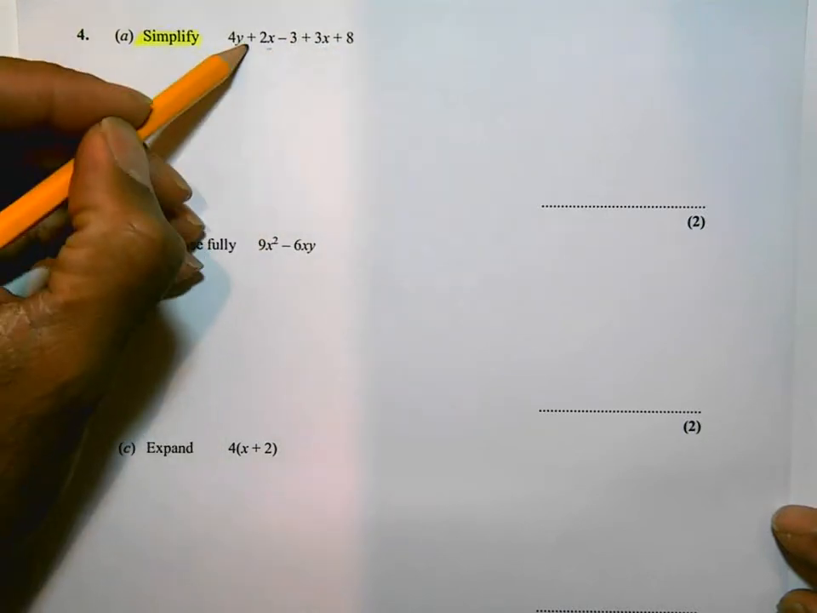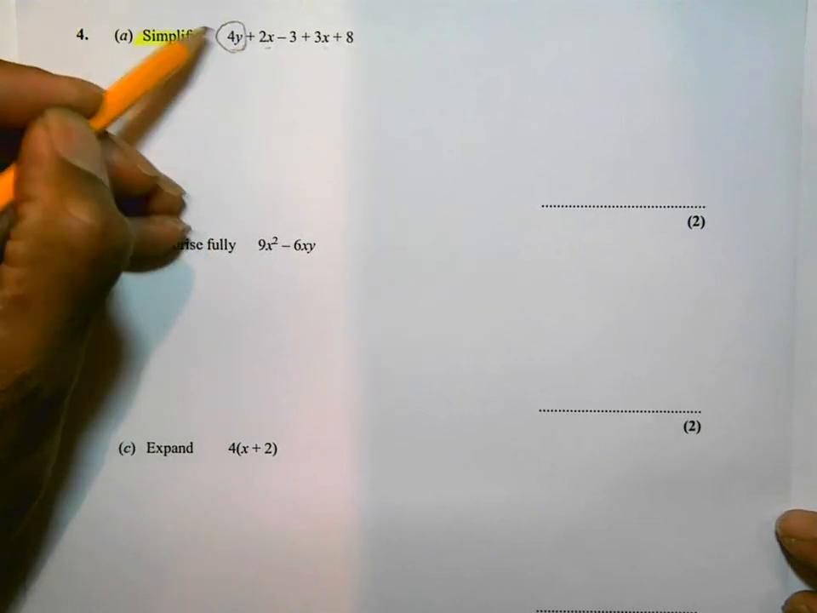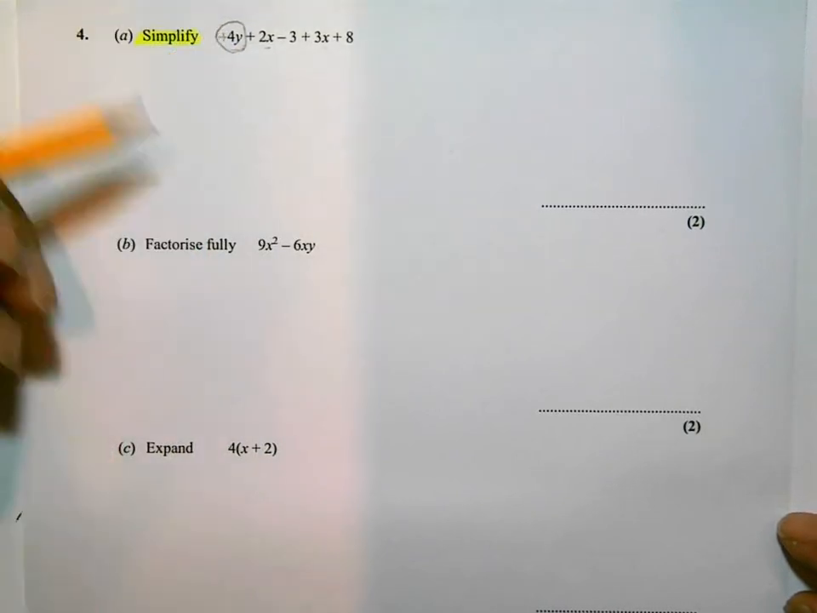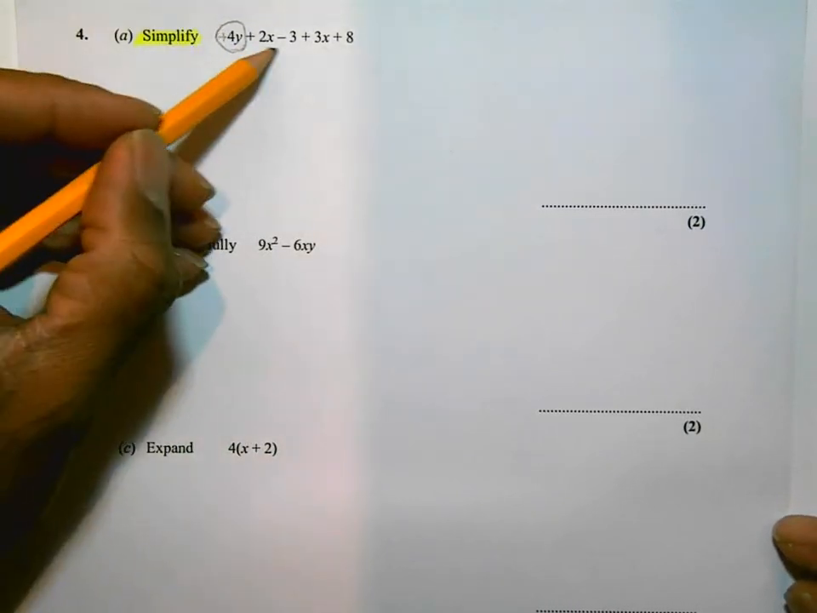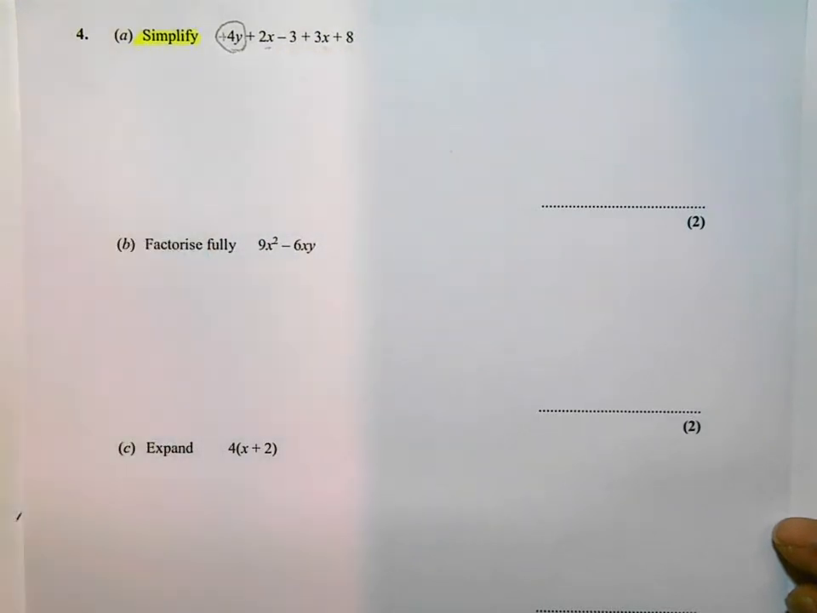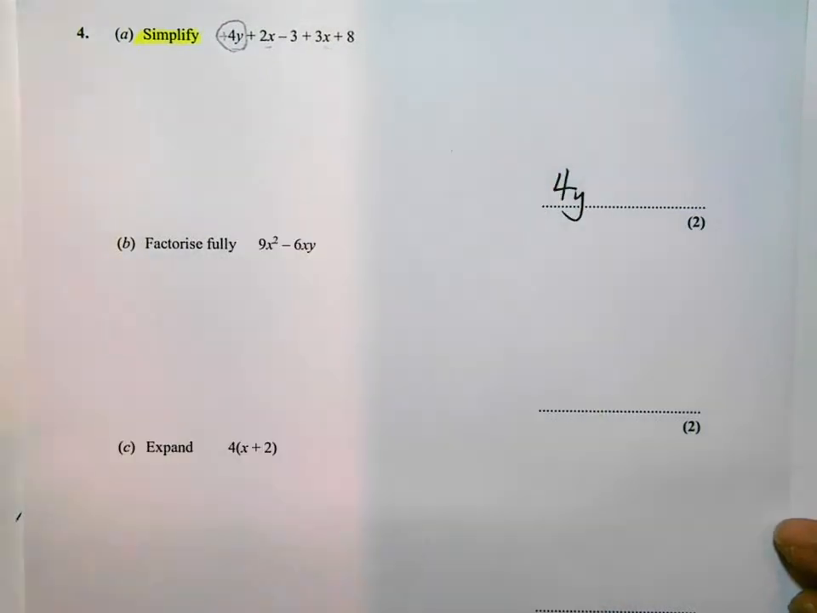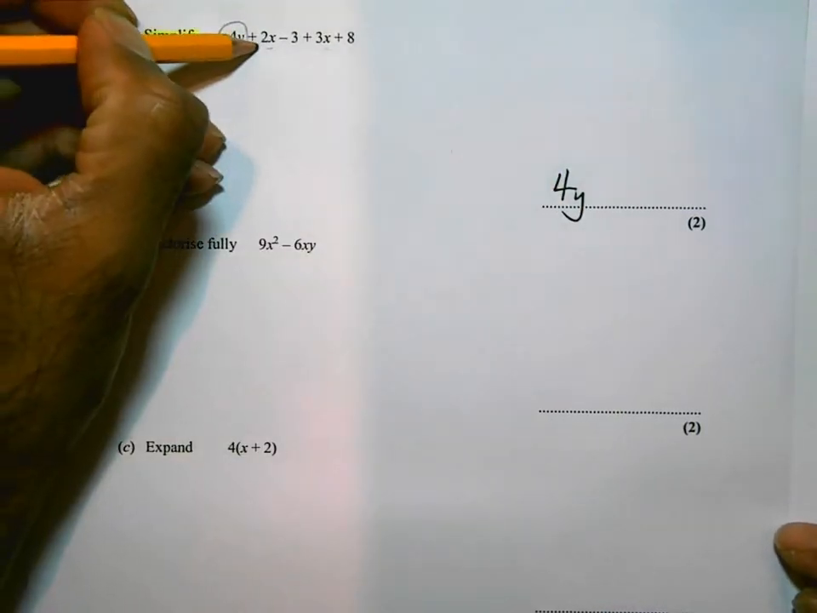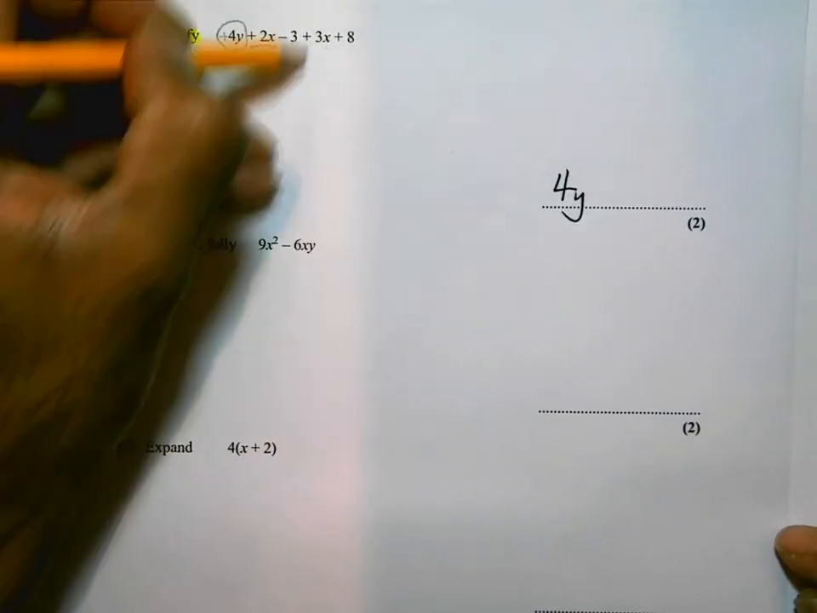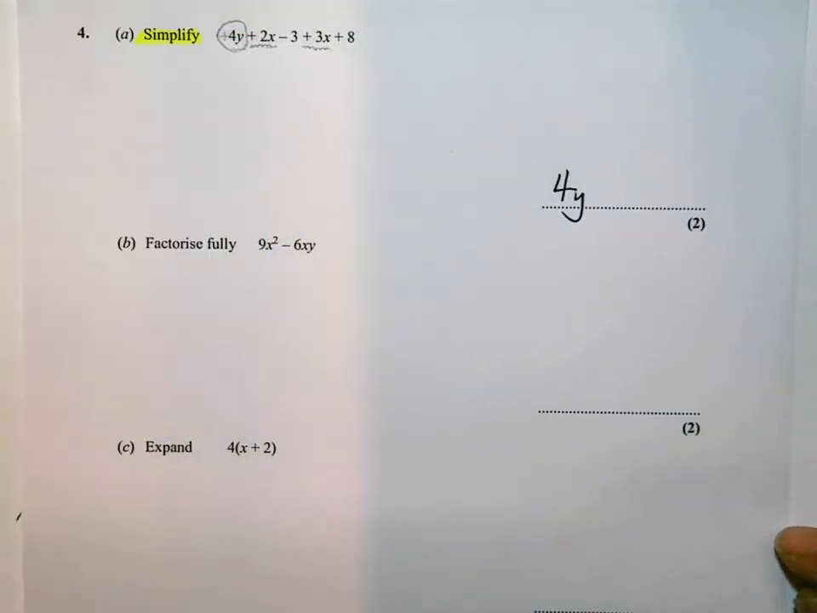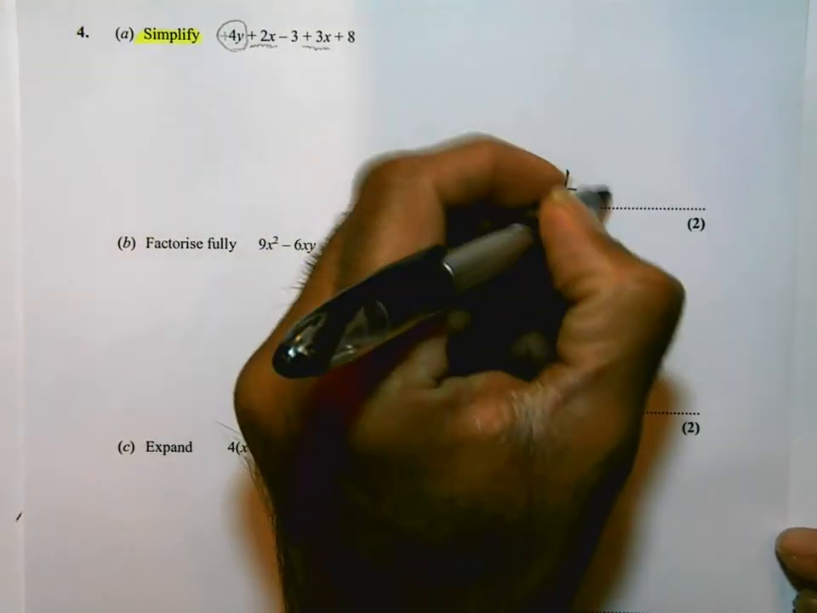So I have positive 4y. There's no sign in front of it, so that means it's positive. As I look through, there are no other y's in there, so I could write 4y in my answer space. Let's look at the x's next. I have positive 2x and positive 3x. Positive 2x and positive 3x altogether add up to make 5x, or positive 5x.